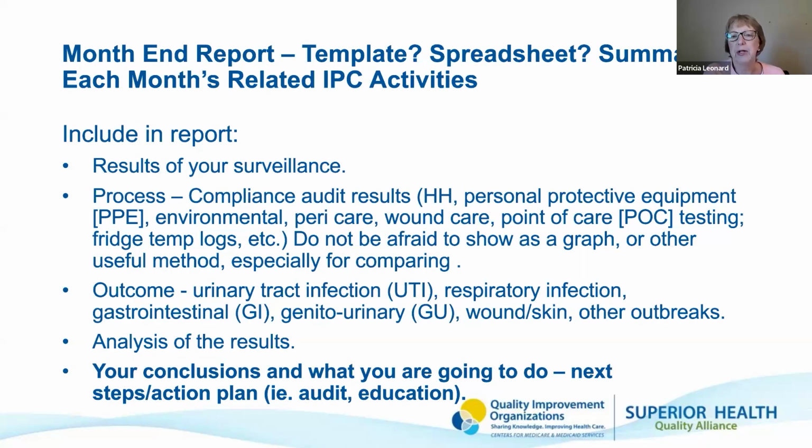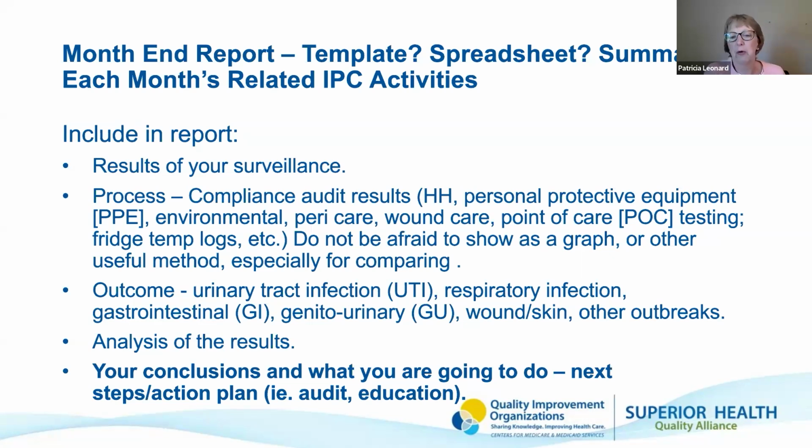So, your month-end infection prevention and control report. A lot of facilities have a template. Most use some kind of a spreadsheet, but basically it's a summary of that data that you have correlated at the end of the month. You put your results of your surveillance, but you need to also explain what that data told you, if there was a variance, and then also explain what your next steps are going to be.